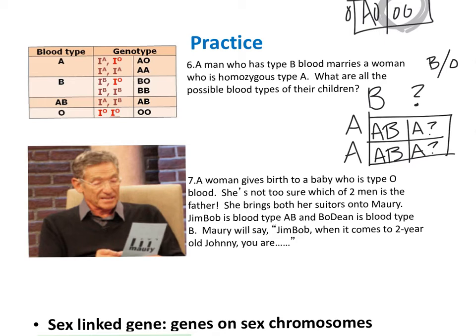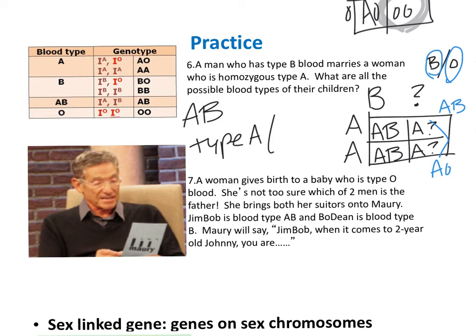Well, they definitely could have kids who are AB. If this particular dad was homozygous B, then these kids would also be type AB. But if this dad was heterozygous, then those kids would be type A blood. So I'm going to have 2 answers for that, which is type AB or type A. Specifically, it would be heterozygous type A.